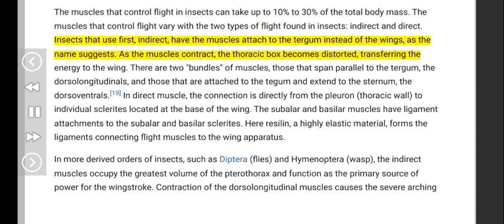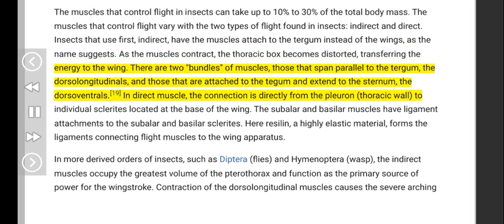Insects that use first, indirect, have the muscles attached to the tergum instead of the wings, as the name suggests. As the muscles contract, the thoracic box becomes distorted, transferring the energy to the wing. There are two bundles of muscles, those that span parallel to the tergum, the dorsolongitudinals, and those that are attached to the tergum and extend to the sternum, the dorsoventrals.